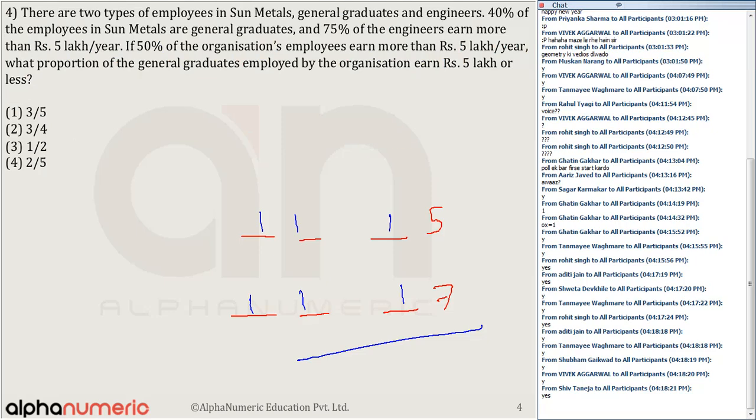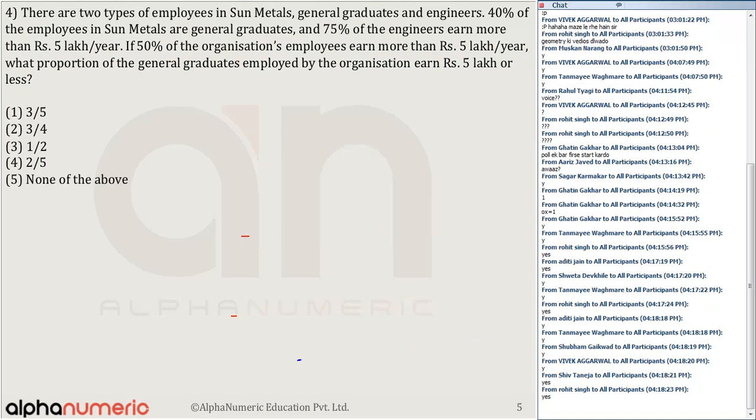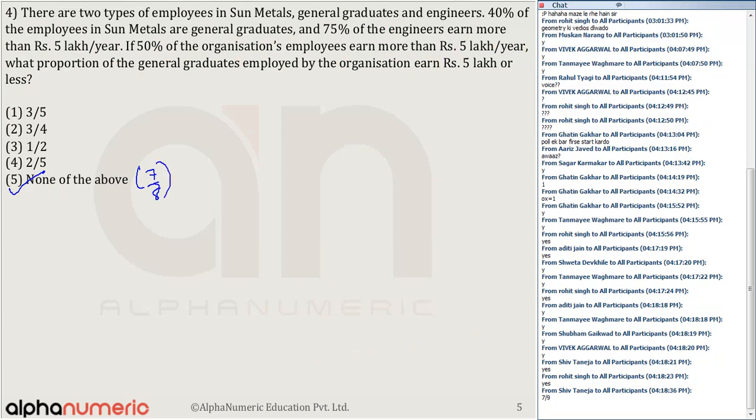So the first 3 were easy. Fourth. Let's see how many of you have got it right. Question number 4. 63% of you are saying option number 5. That's right. The correct answer is definitely option number 5, none of these. The correct answer is 7/8.